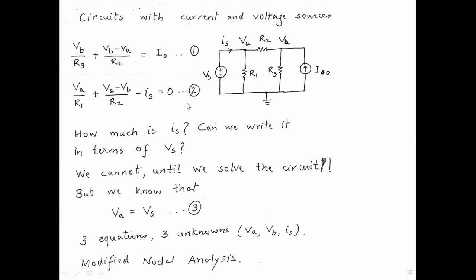The third equation, of course, is the fact that we already know how much VA is, because a voltage source is connected directly to the node VA. So in fact, we know that VA is simply equal to Vs. This VA is simply equal to Vs. So that becomes our third equation. So we have three equations and three unknowns, and we can solve them.